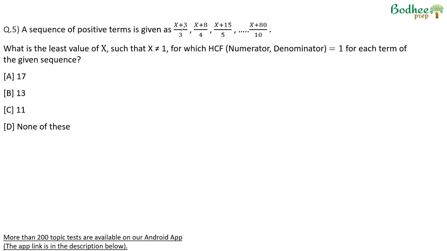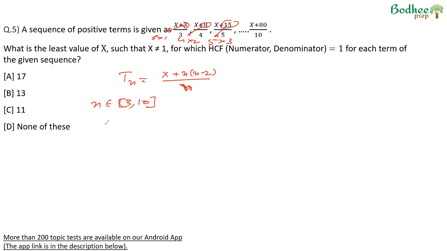Okay. Now, if we look at this, in each term the numerator constant is nothing but here 3 into 1, here it is 4 into 2, here it is 5 into 3, and so on. Looking at the pattern, this is denominator into denominator minus 2. Therefore, each term of the series is x plus n into n minus 2 upon n, such that n lies between 3 and 10, both included.